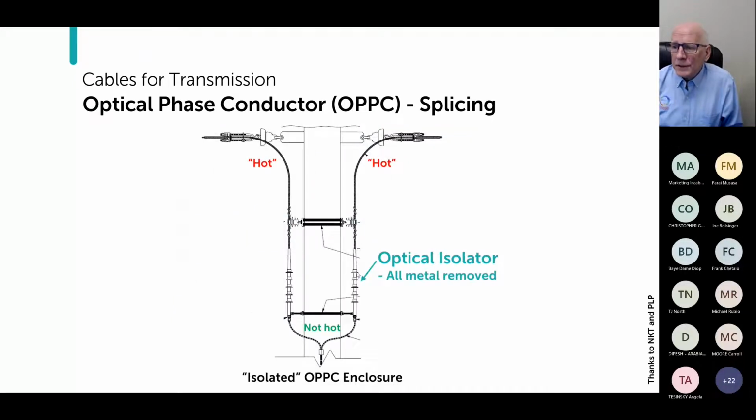The other option is to use an isolator. So here you've got an OPPC coming in and it's still energized. You go down to the structure, and at some point you remove all of the metal, go through an optical isolator, and just the fibers come out the other side. So hot here, not hot at the bottom end of the isolator, and then you can go down to your splice enclosure and do your business. But if the isolator fails, like I say, you get that double whammy problem there. So now let's move on.